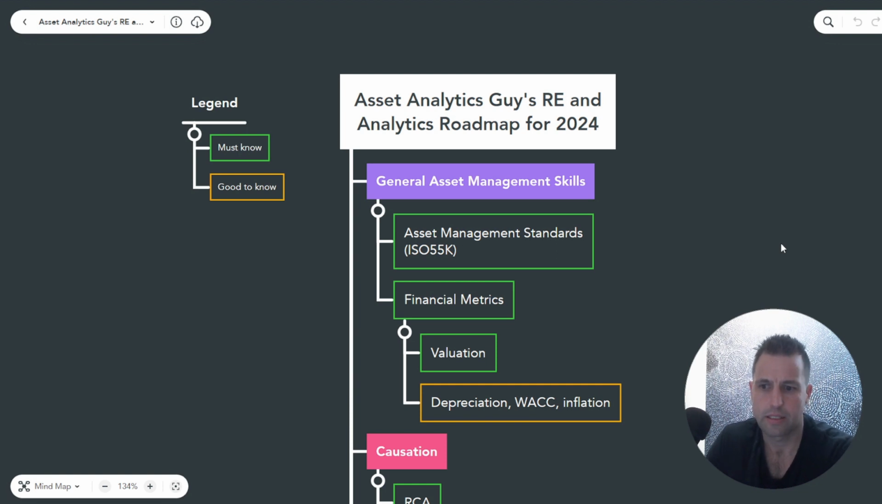The next thing is to have a good fundamental understanding of financial metrics and things like financial valuation. So we're talking NPV, net present value, and all those types of metrics that go along with it, like rate of return, return on investment, cost benefit ratios, that kind of thing. It's also good to have some knowledge around other financial metrics: what depreciation is, what weighted average cost of capital is, what inflation is, and how to account for those in your calculations.